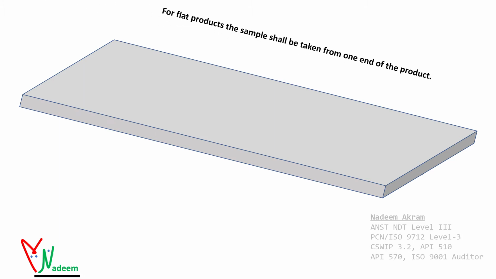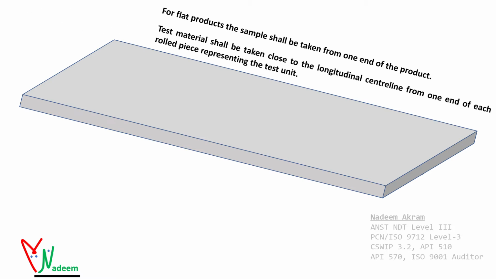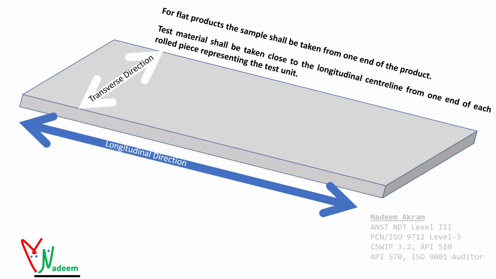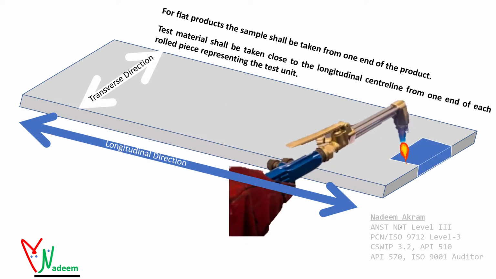For flat products, the sample shall be taken from one end of the product. Test material shall be taken close to the longitudinal centerline from one end of each rolled piece representing the test unit.